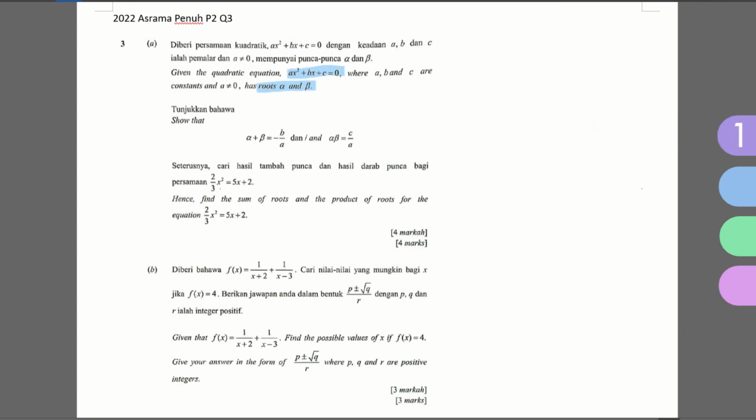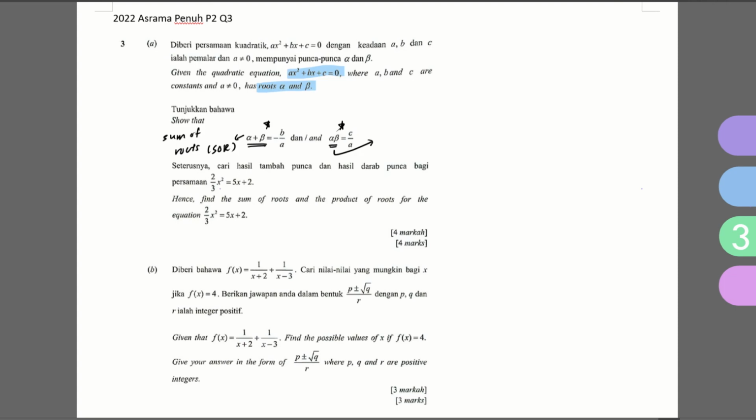They've given us a quadratic function and the roots are alpha and beta. Now the question tells us to show these two equations. So the big question is, how do we show these two equations? Let's observe first. The left side of these two equations is something that we learned before. Alpha plus beta means we are summing up the roots, or SOR.